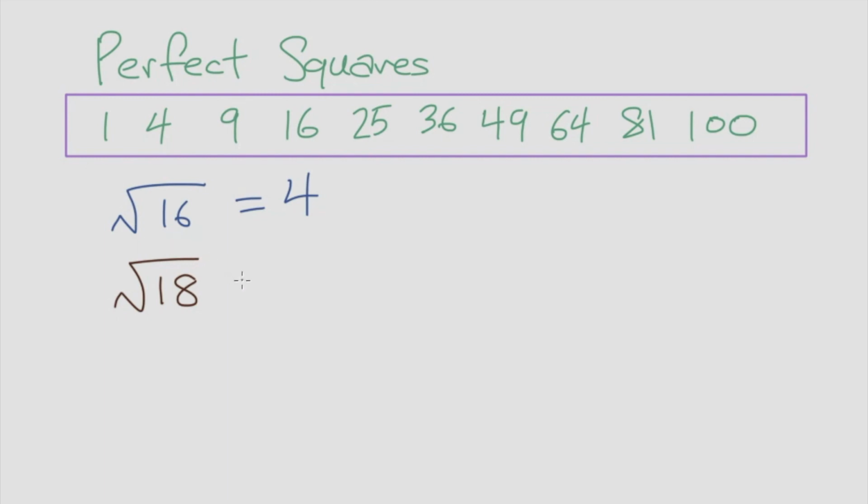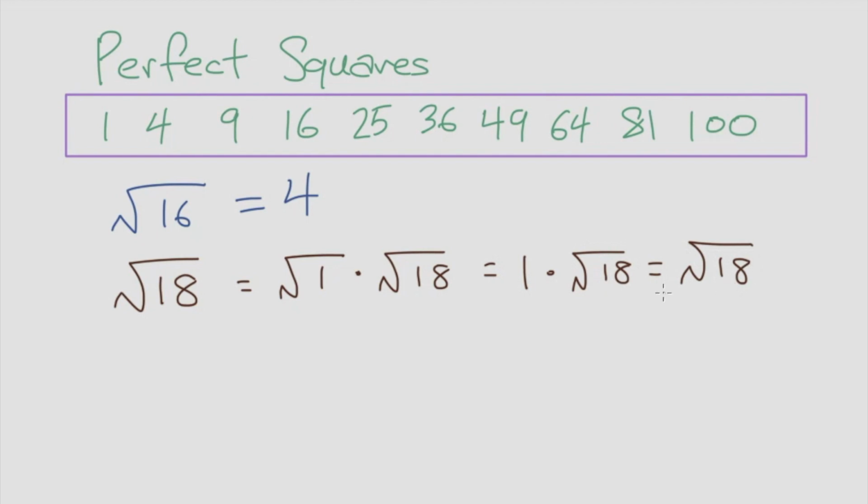Well, we know we can factor this out. We can look at the factors of root 18, which are the numbers where if you multiply them together, you get the number inside the radical. So, for example, you have root 1 times root 18. I also notice that 1 is the first number on that perfect squares list. Well, that's just equal to 1 times root 18, and that's just root 18, because root 1 is equal to 1. That's not very useful, right? We're just back to where we came from.